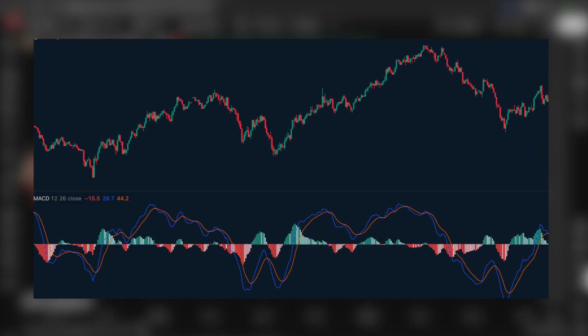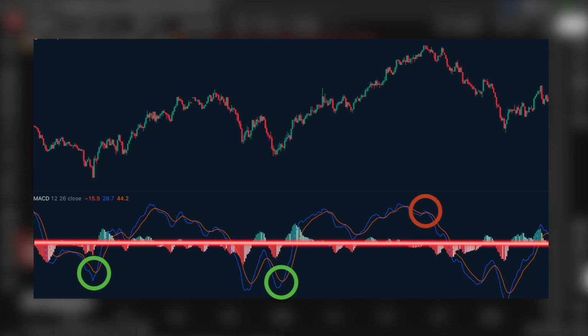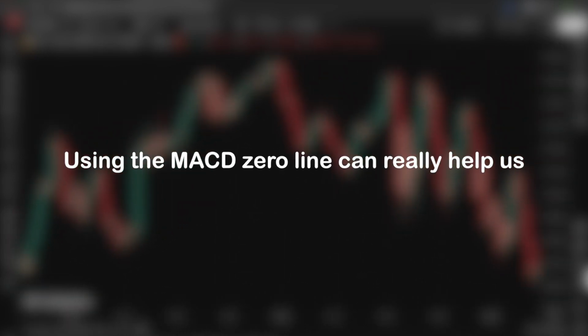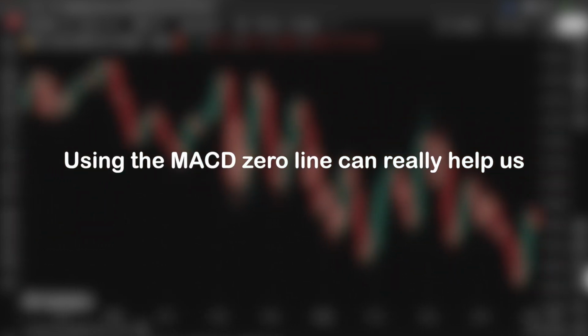A powerful way to make these signals more meaningful is by considering the zero line, the center line of the MACD. When a bullish crossover happens below the zero line, it's often a signal that momentum is reversing from a very weak or oversold position. When a bearish crossover happens above the zero line, it often shows the bullish trend is losing steam and may start reversing. This context adds a lot of meaning to the same signal. A crossover by itself can happen at any time, but combining it with the position of the MACD line relative to the zero line tells you when that crossover might really matter.